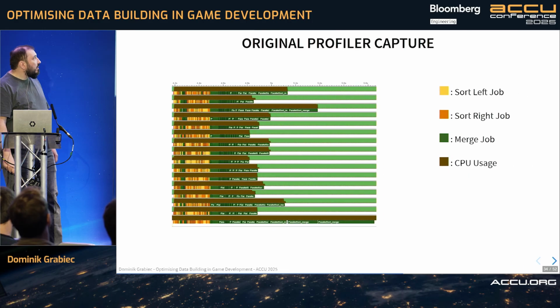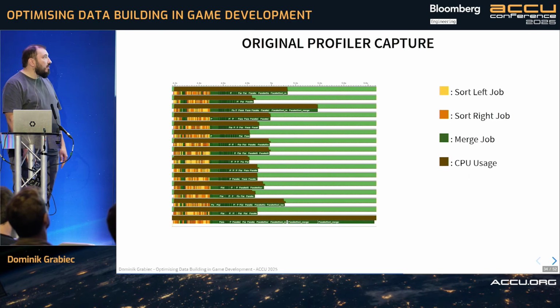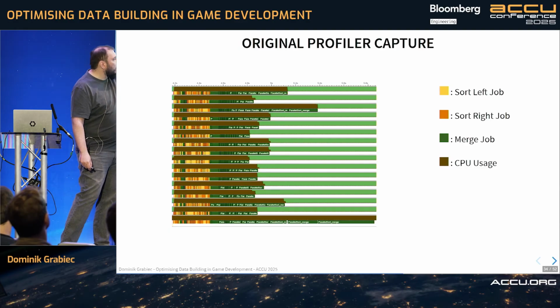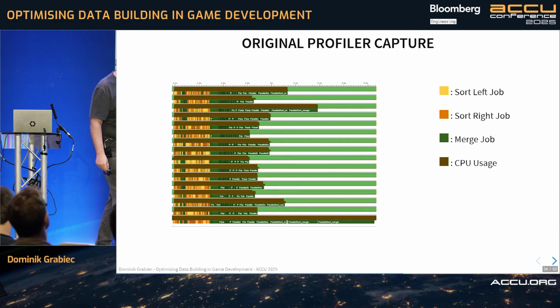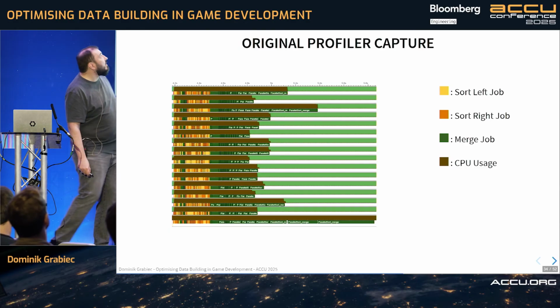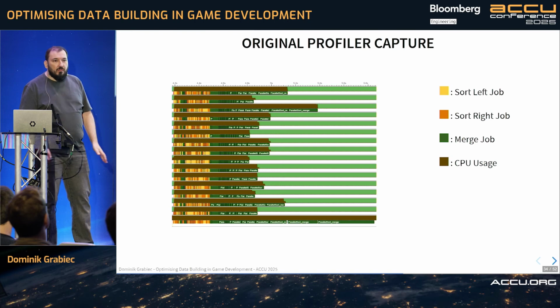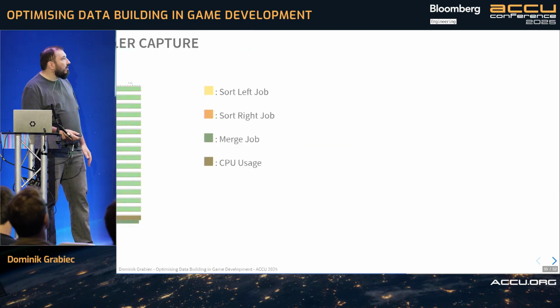And that is a profiler capture of the job before optimization. You can see the parallel sort happening here and then the merge happening here. And it's about 2 and a bit seconds. So it's a small example, but it's still important.